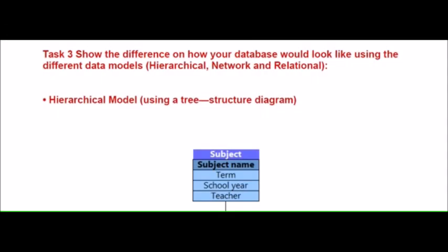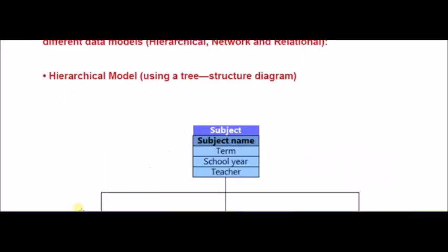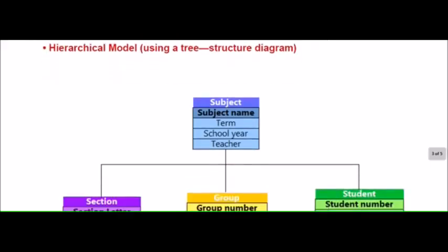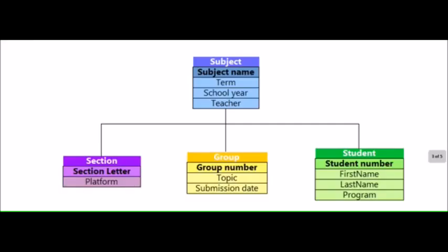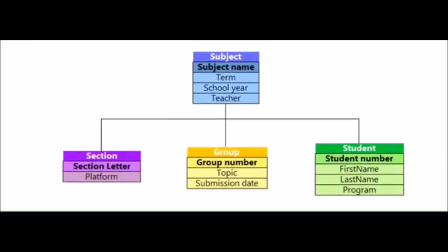Task 3. Now for task 3, the difference on how my database would look like using the different data models: hierarchical, network, and relational. For the hierarchical model, using a tree structure diagram, this is how my database will look like. The tables are defined with entity and attributes.